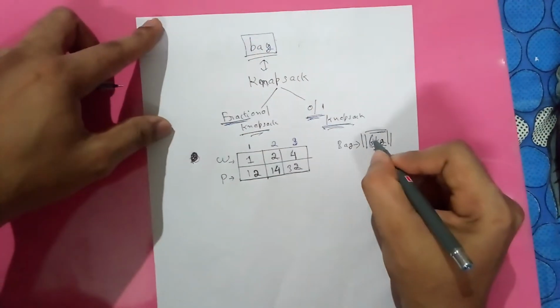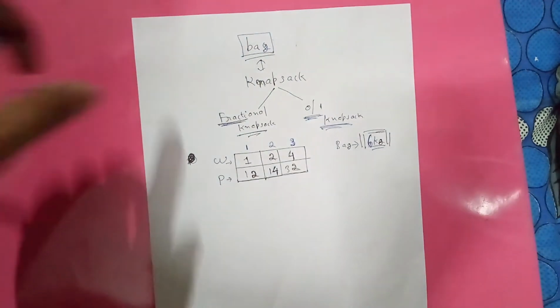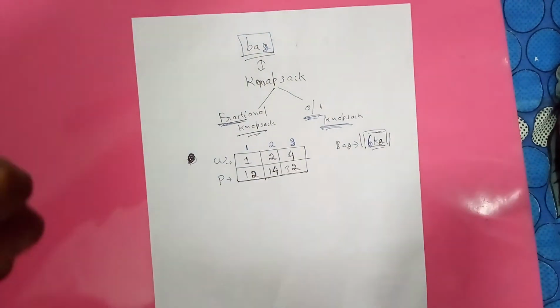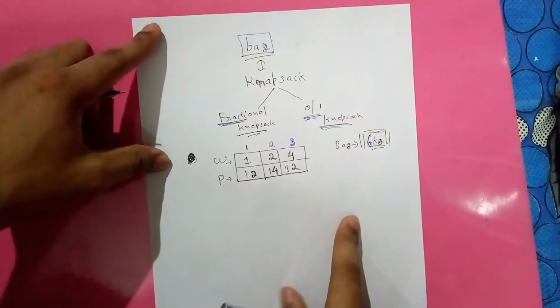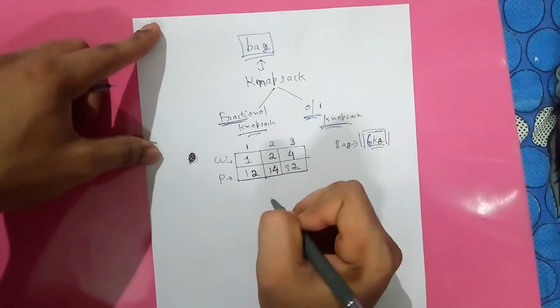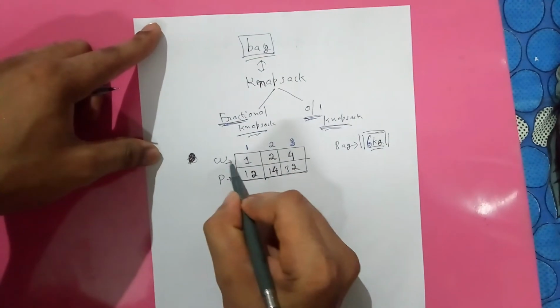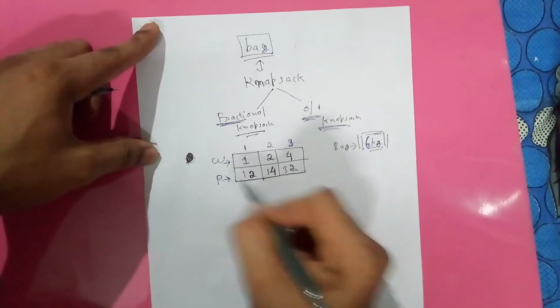Assume we have a bag which can carry 6 kg weight. Maximum it can carry 6 kg, not more than that. These are some of the items: item 1, item 2, item 3. This is the weight associated with the items, and this is the profit associated with these items.